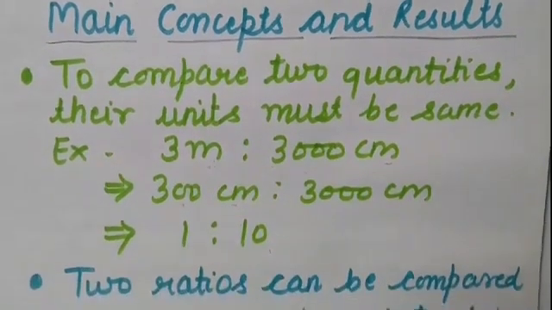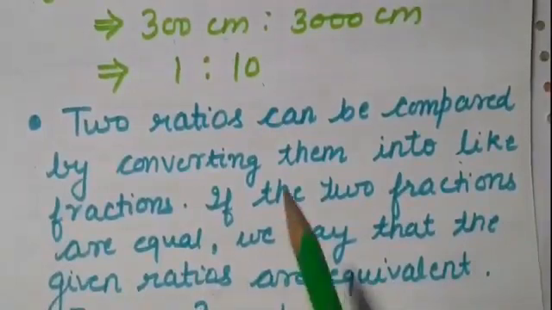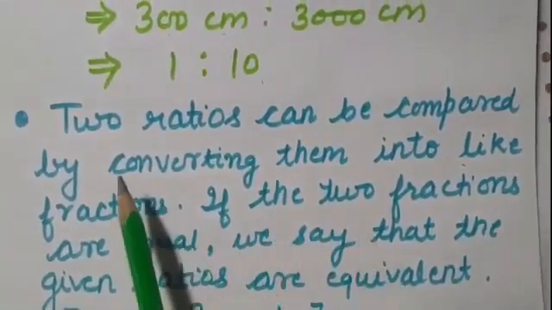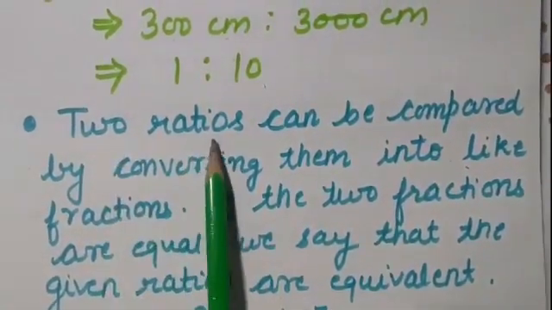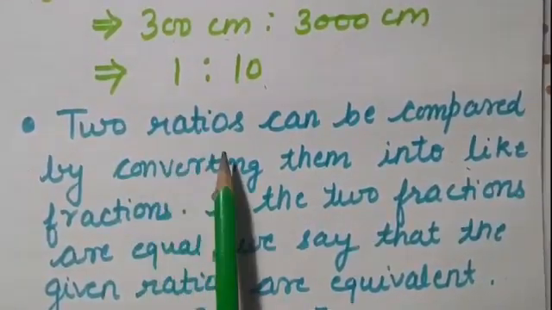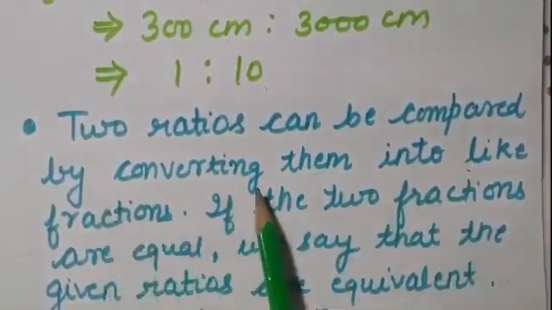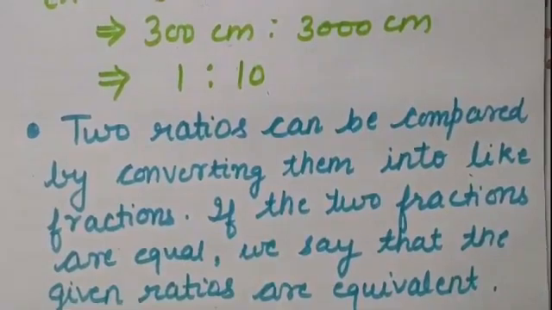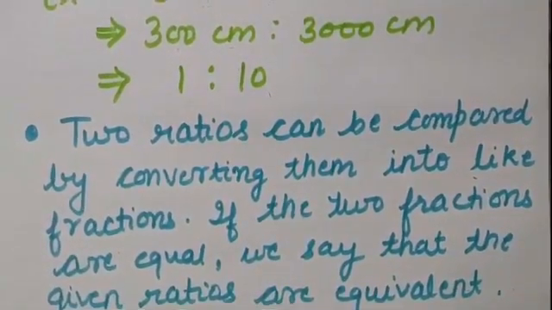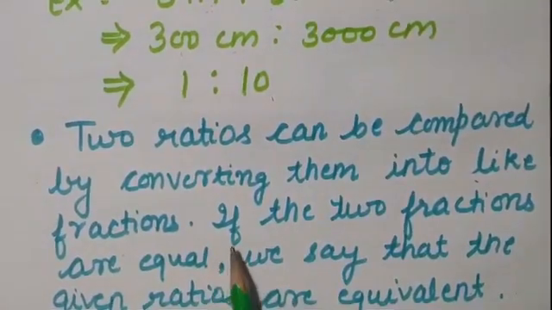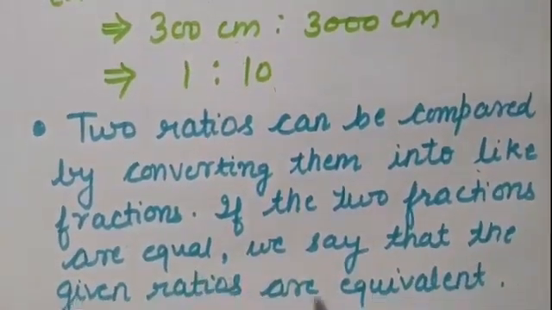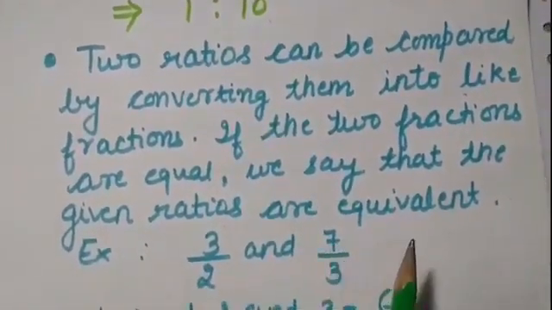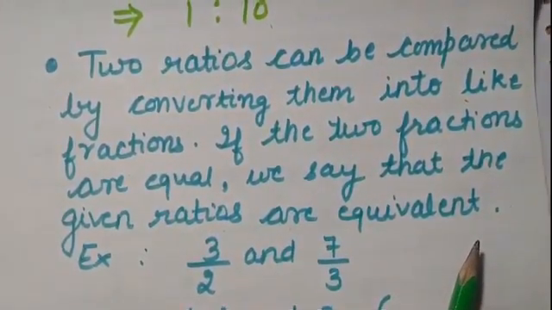Now come to the second point. The second point is that two ratios can be compared by converting them into like fractions. Like fractions means fractions having the same denominator. For comparing two ratios, you have to convert the ratios into like fractions first. Then if the two fractions come out to be equal, we can say the given ratios are equivalent.